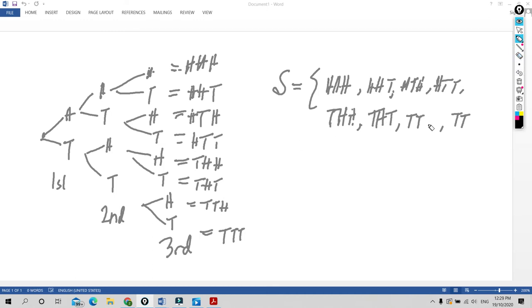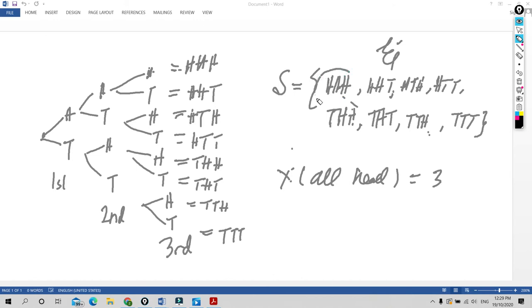Tail, tail and H, and then you have tail, tail and tail. Okay, this is the sample space of the zeta elements. Now let's say we define X of zeta for all heads as 3. So here X of zeta, all heads, is equal to 3. These are all heads: head, head, head.